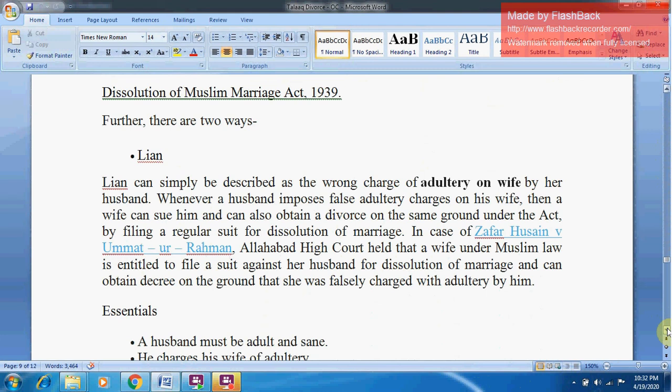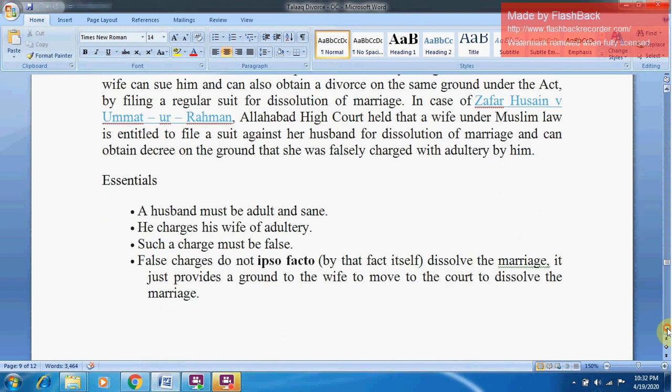In case of Zafar Hussain versus Ummat-ur-Rahman, Allahabad High Court held that a wife under Muslim law is entitled to file a suit against her husband for dissolution of marriage and can obtain decree on the ground that she was falsely charged with the adultery by him. What are the essentials for li'an?